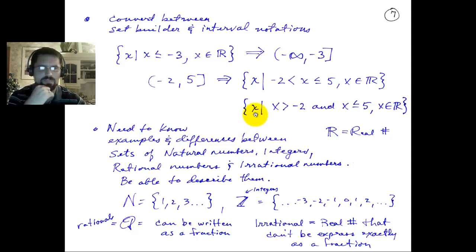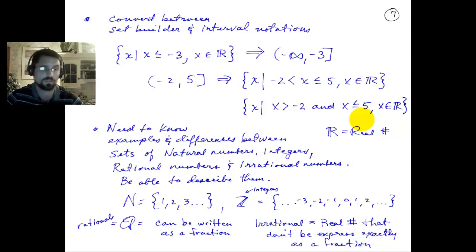Okay, anyways, you could also write it like this: x is greater than -2, that's the same thing this says, and x is less than or equal to 5. So there you go, you're going to need to know how to do that. Another thing you'll need to know is examples, differences, how to describe the subsets of real numbers that we discussed. Those subsets were the natural numbers, the integers, the rational numbers, the irrational numbers. So be able to describe them, be able to give examples.